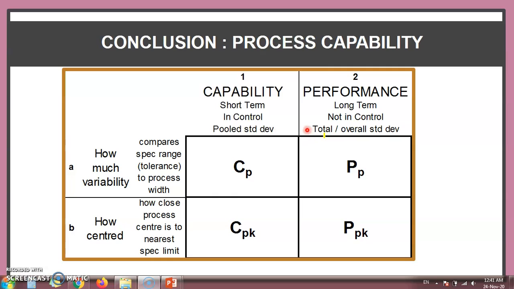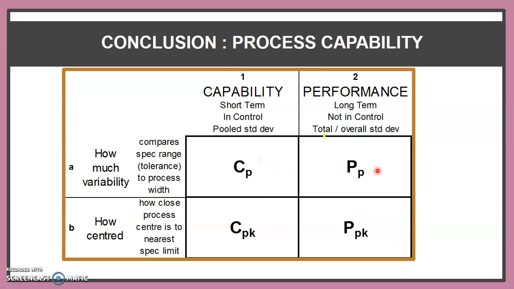So the conclusion for this video is, if you want to know the variation of your process, in the short term we use Cp, or long term Pp. Then to know how close the process is to the specification limit, use Cpk or Ppk.